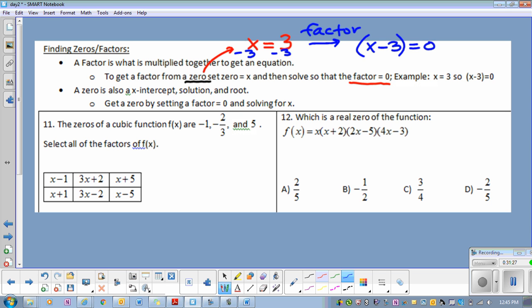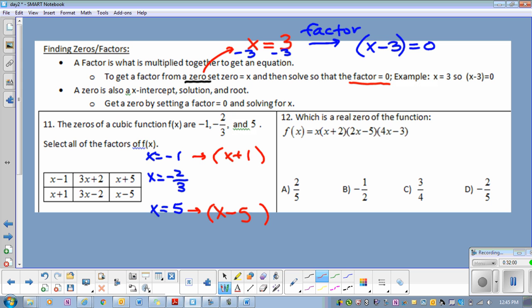Well, these are all zeros. X equals -1, x equals -2/3, and x equals 5. How do you turn these into factors? Well, the first one is pretty easy, right? You can say x plus 1. And what about this last one? X minus 5. So it's just the fraction one that's a little bit odd. Multiply by 3 and then add the 2, right?